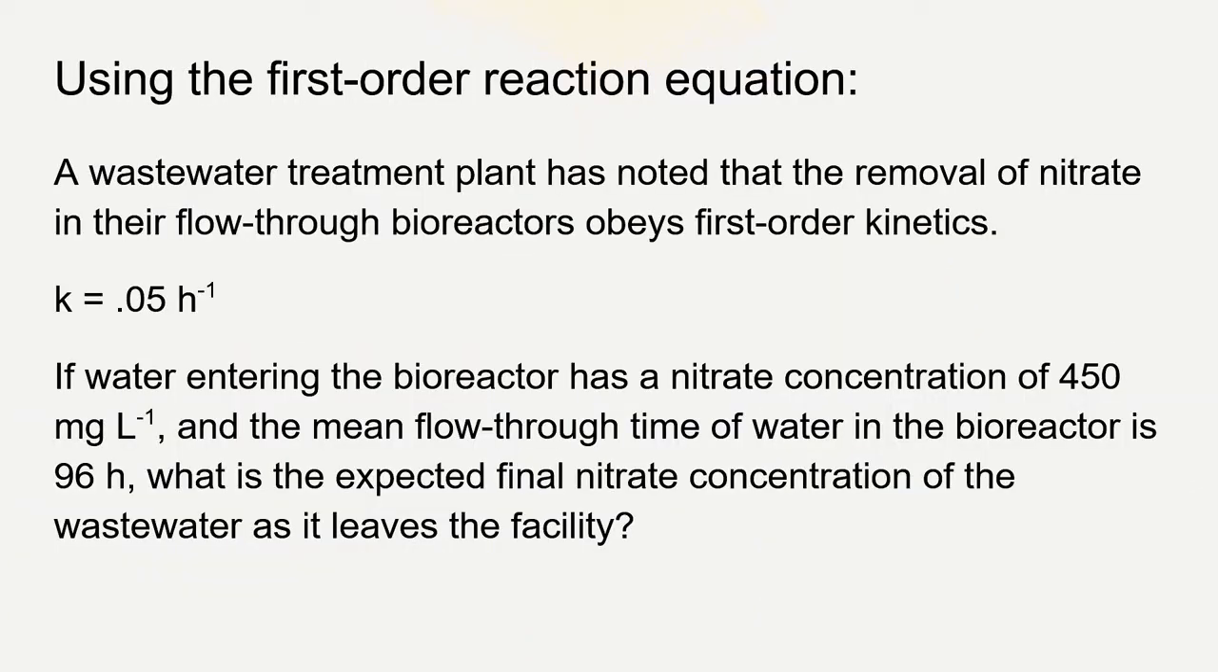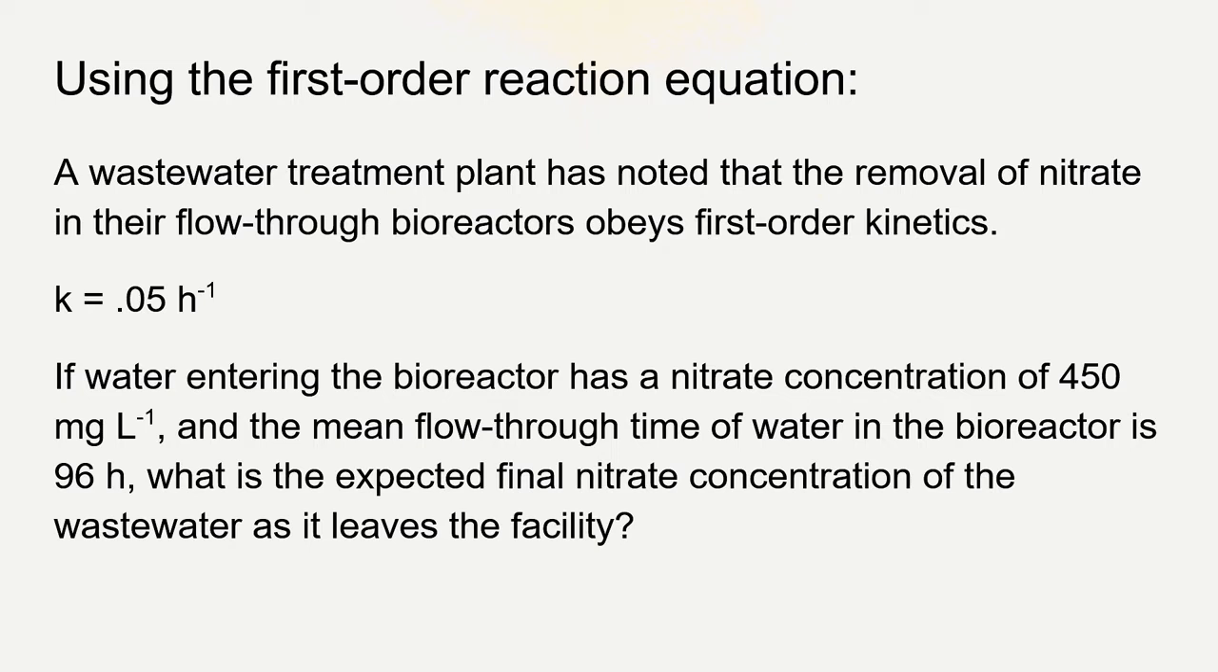Okay, now let's work a simple problem. A wastewater treatment plant has noted that the removal of nitrate in their flow-through bioreactors obeys first-order kinetics. So a flow-through bioreactor is where a reactant mixture flows into a bioreactor and it just flows through a channel very, very slowly. And when it comes out the end, a lot of the stuff that you're trying to react in that water has reacted by the time it comes out the end.